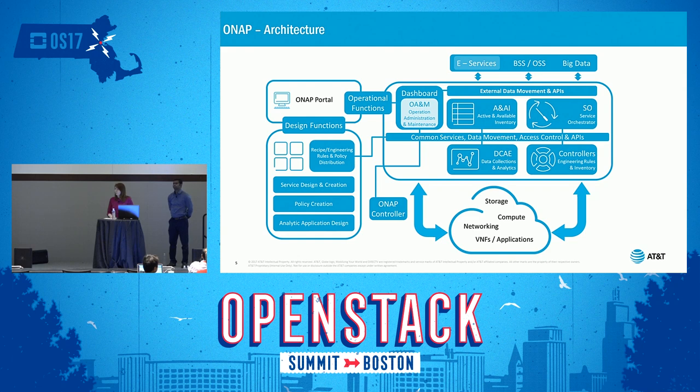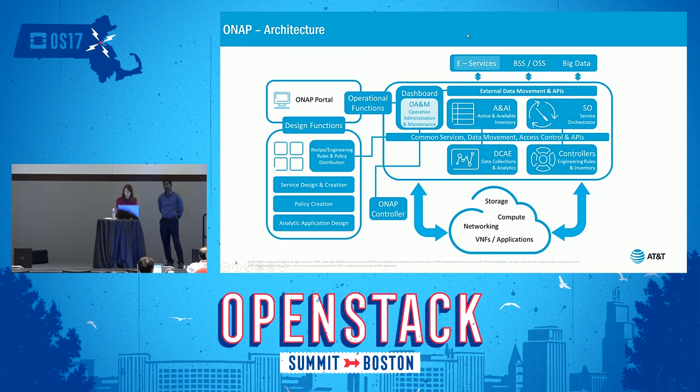DCAE is also important because it's the first element of the closed-loop system. So we have some virtual event streaming from the different components, and we have different collectors, which will try to identify, based on different policies and rules, if we have reached any type of threshold, as an example. And if that is the case, then some action will automatically be taken, like spinning up a VM if we lack capacity on the load balancer, or changing the configuration of a VNF itself.